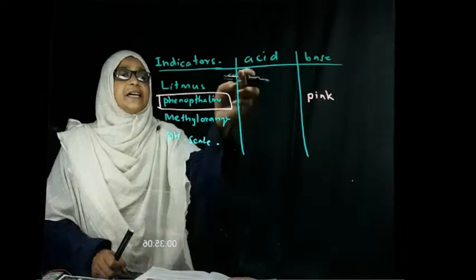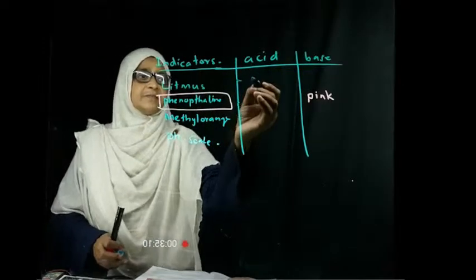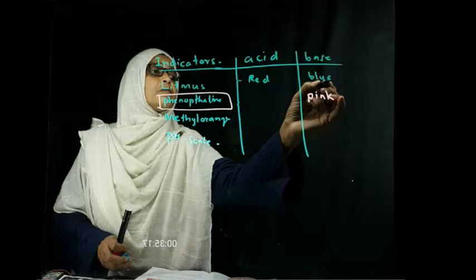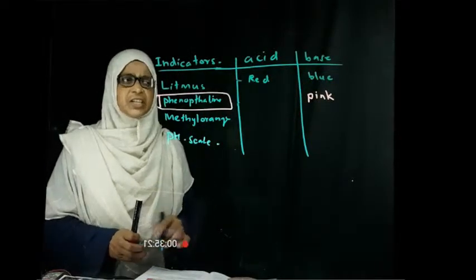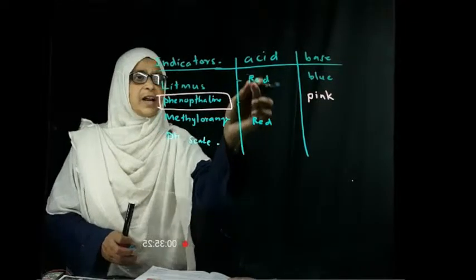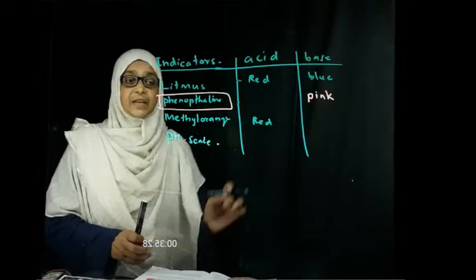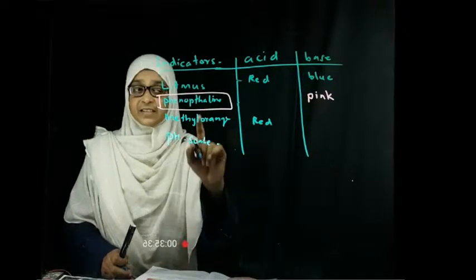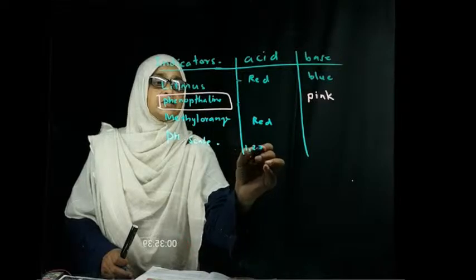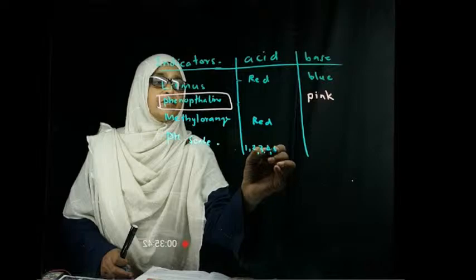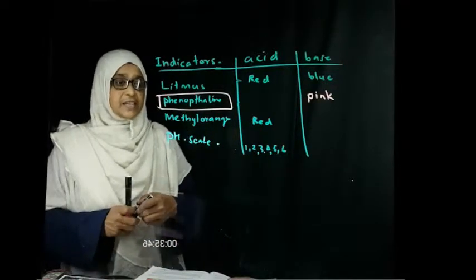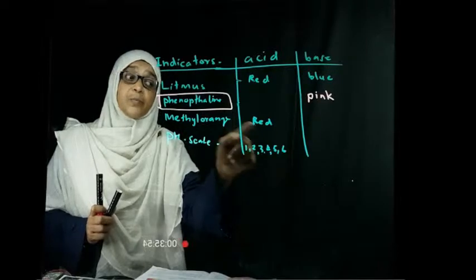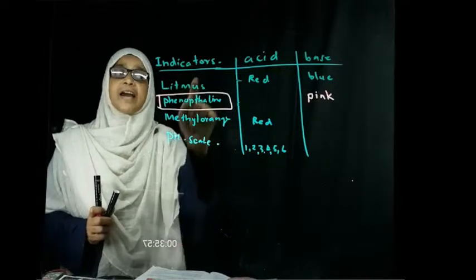Great. But litmus is always red in acid, always blue in base. Methyl orange, here red. Red, red, red. pH range, dark red. That is number 1. 1, 2, 3, 4, 5, 6. This one is dark red. Red to yellow, it decreases the color. But the top color is red if it is strong acid, that is number 1.